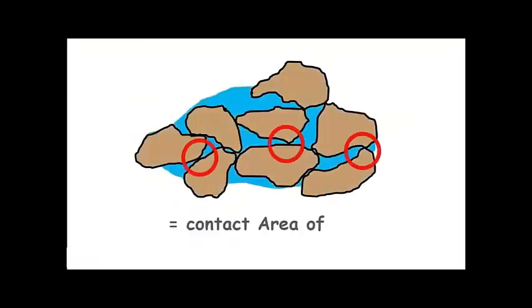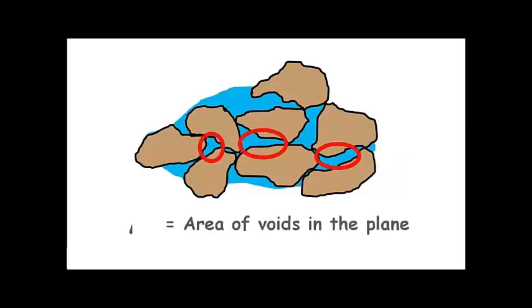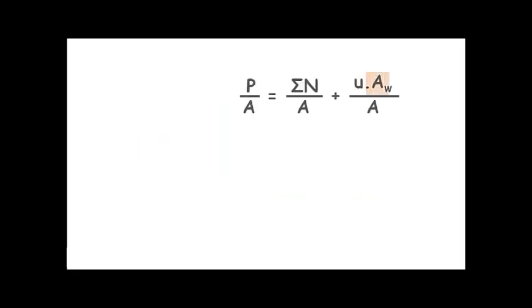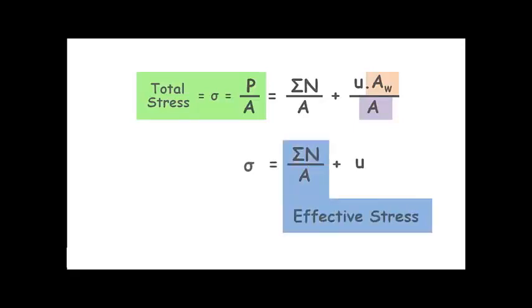If we notice, the area of contact of soil particles, let's say AS, is very small, and almost all the area of this plane is covered by the area of voids, AW. So in our equation, these can be considered almost equal. And this value we have already noted is the total normal stress on the area. So we get this. In this equation, this quantity is called effective stress. It is generally denoted by sigma prime or sigma bar.